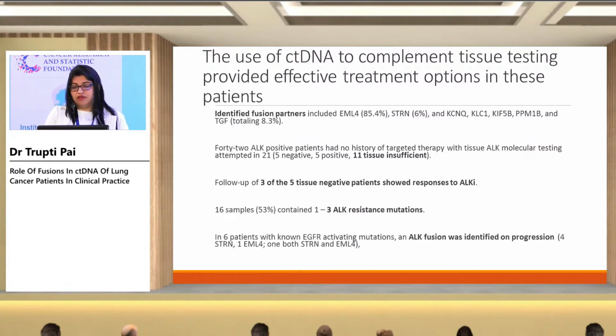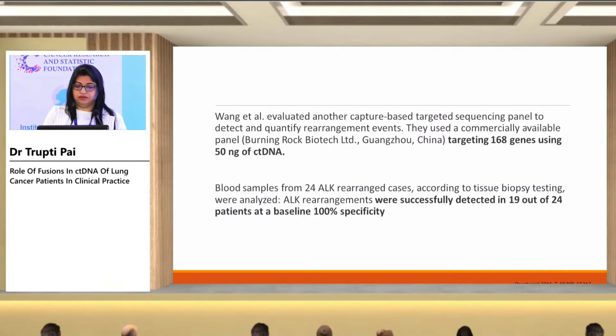With cfDNA, they were able to identify the ALK resistance mutations because it had all the DNA-based variants also. And in 6 patients with known EGFR mutation, ALK fusion was identified on progression in 5 of these cases.